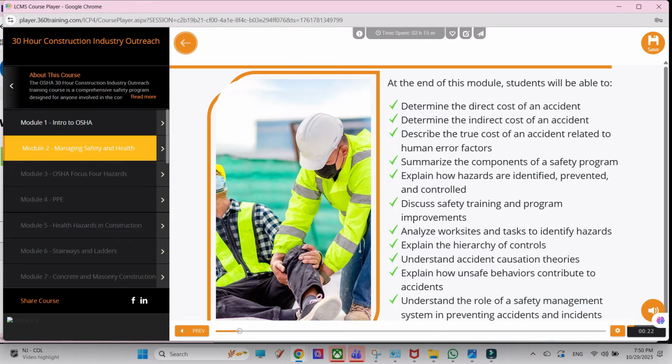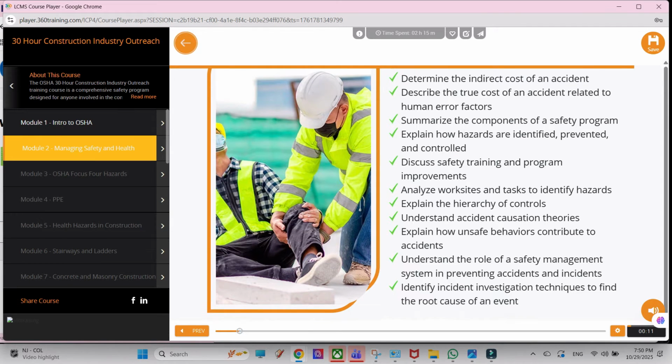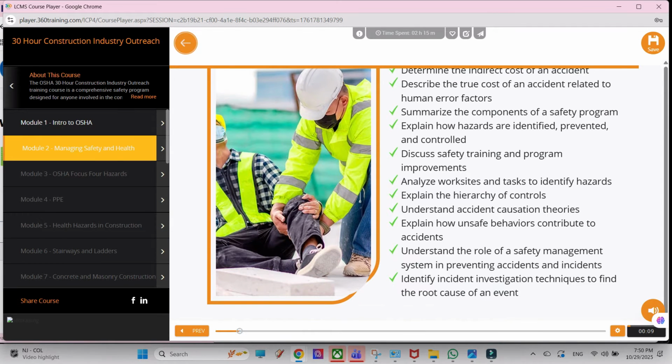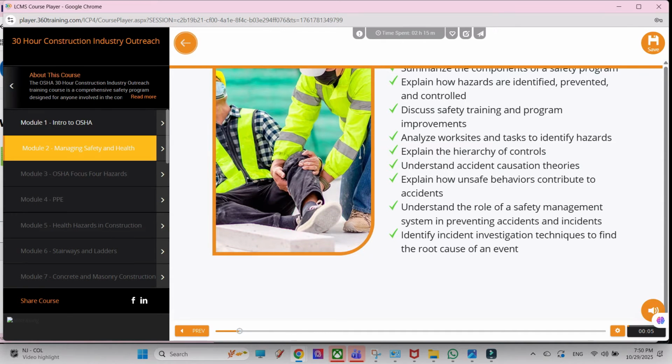improvements, analyze work sites and tasks to identify hazards, explain the hierarchy of controls, understand accident causation theories, explain how unsafe behaviors contribute to accidents, understand the role of a safety management system in preventing accidents and incidents, identify incident investigation techniques to find the root cause of an event.